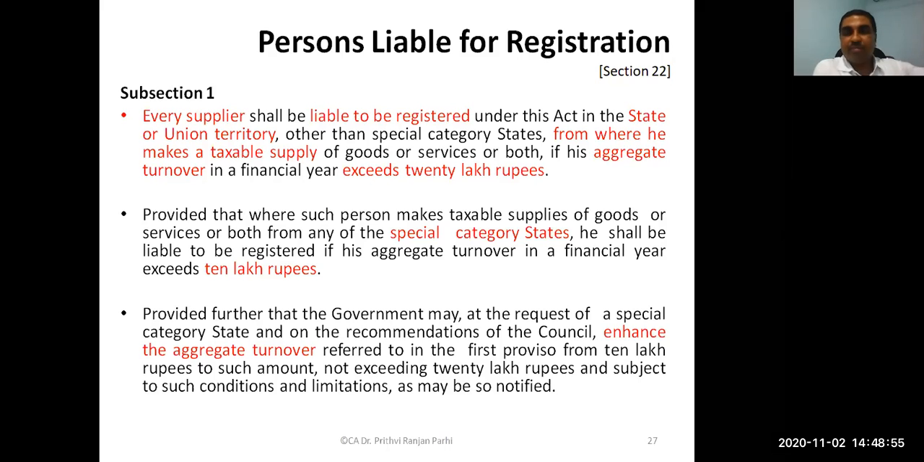Can anyone tell me? For a normal state, it is 20 lakhs, and for some special category states, there is a different threshold limit. Can any of you tell me what that limit is? 10 lakhs, right? And also, the government has power to enhance the limit. Subsequently, how the limits have been enhanced, we'll be learning all these things.